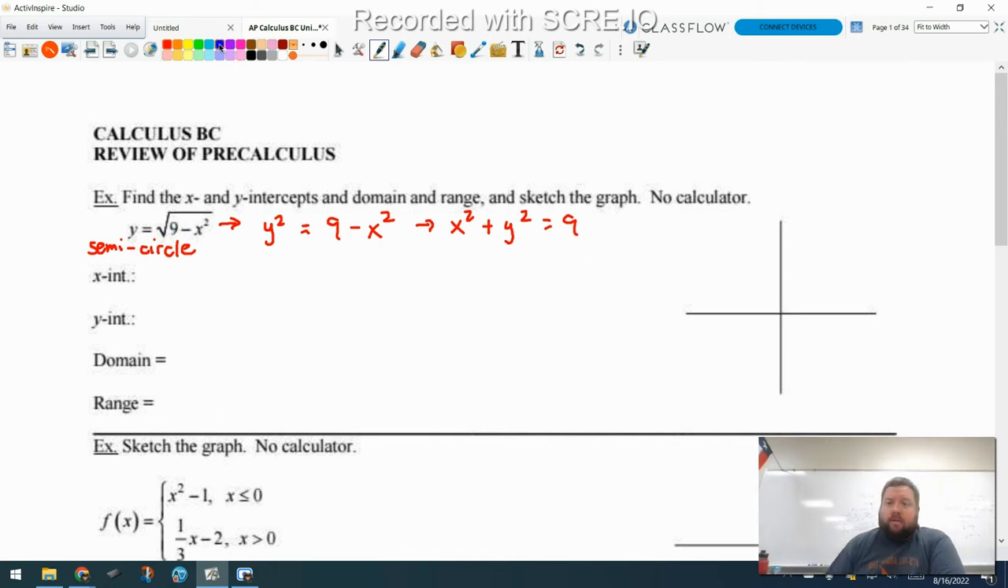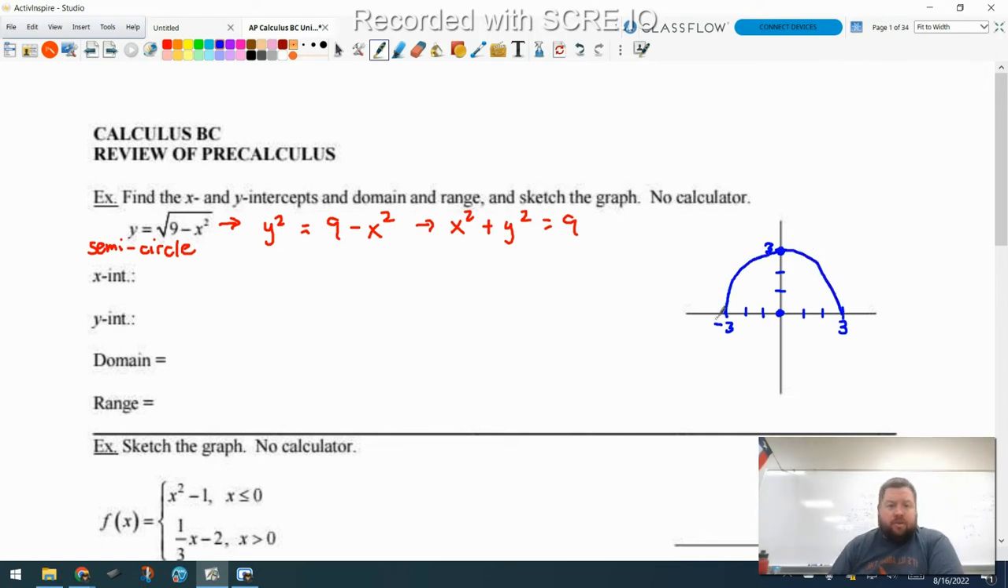All right, so I'm just going to come over here and go ahead and graph this, and then we'll be able to fill these in pretty easily. So radius center at 0, 0, so there's that. Then radius of 3, so I'm going to negative 3. I'm going to go out to positive 3, and I'm going to go up on the y-axis to positive 3 as well. And that's it.